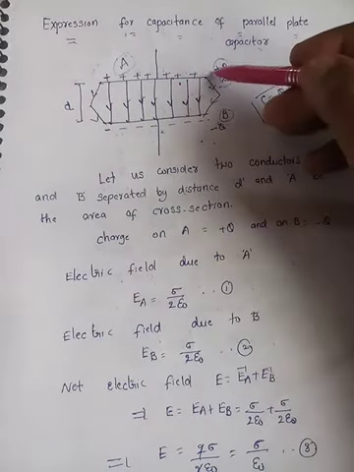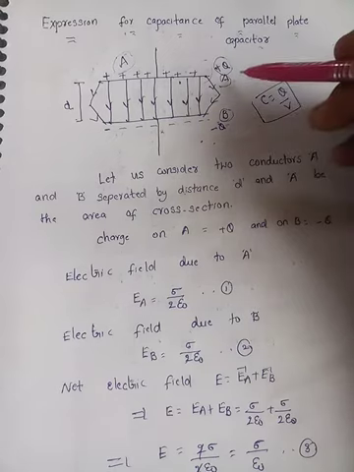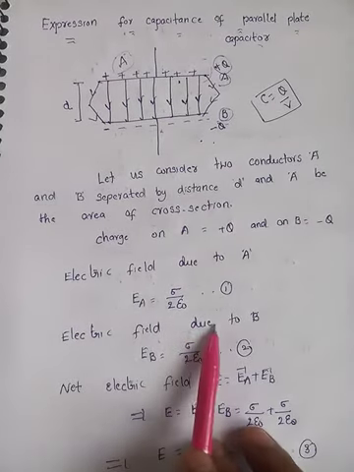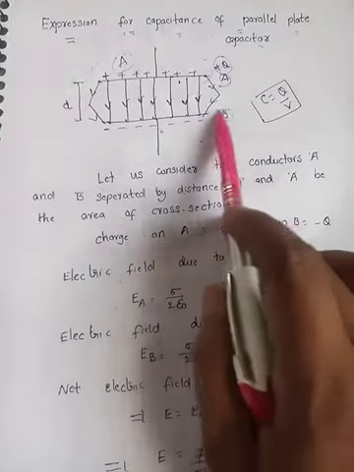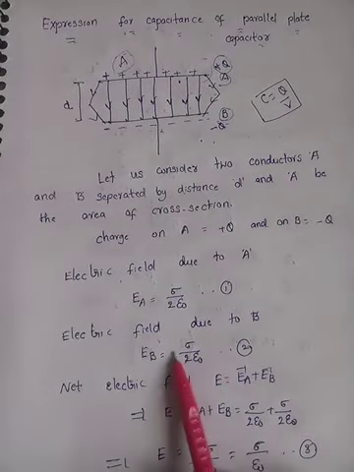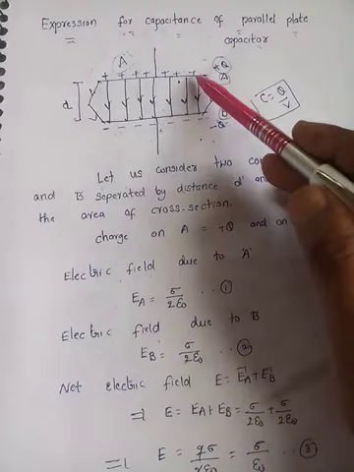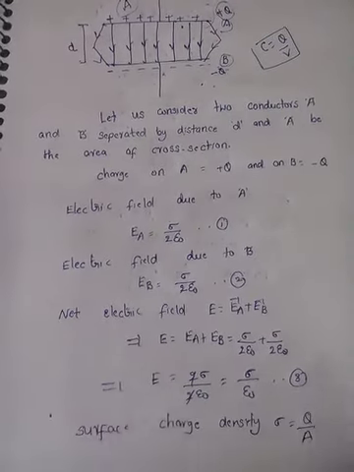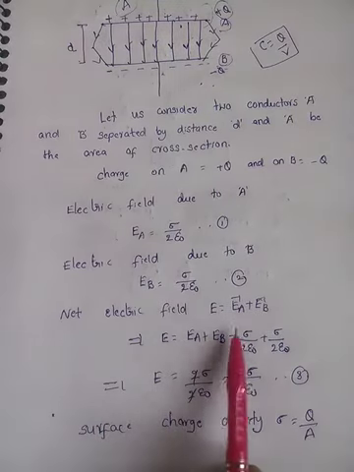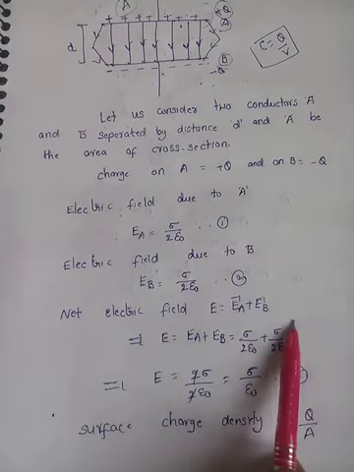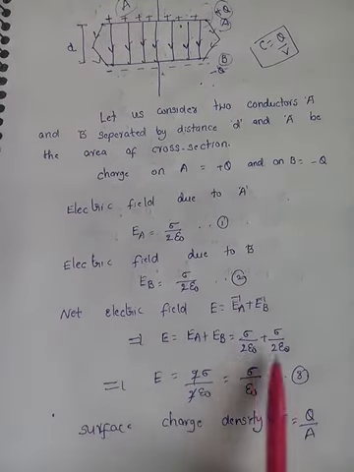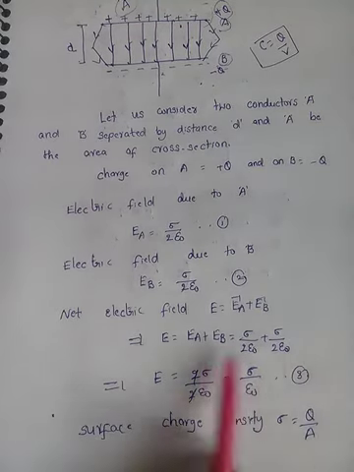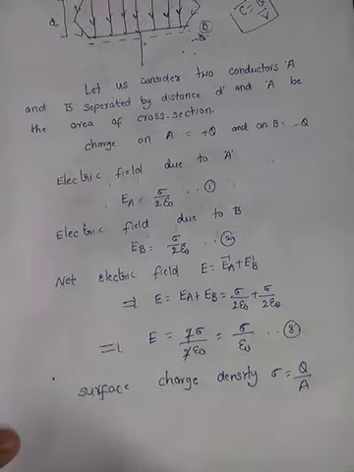So this is an infinite charged conductor which is going to produce an electric field. That electric field is what? Sigma by 2 epsilon naught. Similarly, B also produces an electric field, that is also sigma by 2 epsilon naught. This is outwards and this is inwards. Finally, both are along the same direction. So net electric field is equal to what? E equals EA plus EB. That implies sigma by 2 epsilon naught plus sigma by 2 epsilon naught. Now adding these two, you get sigma by epsilon naught.